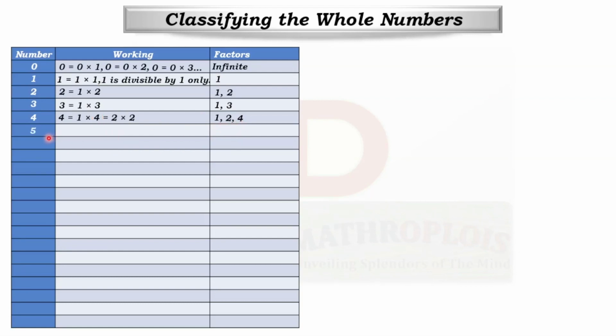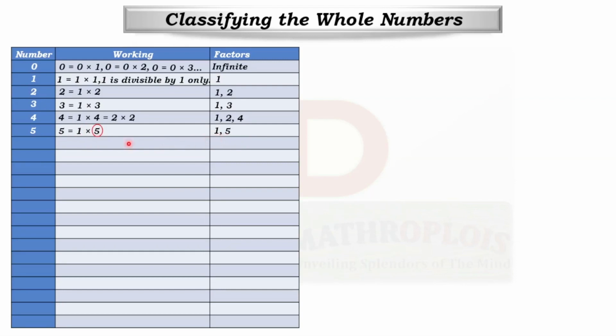Next number is 5. Let us find out all possible factors of 5. 1 multiplied by 5 is equal to 5, and there isn't any other factor of 5. It means first factor is 1, and the other factor is 5 itself. So 5 has only 2 factors.